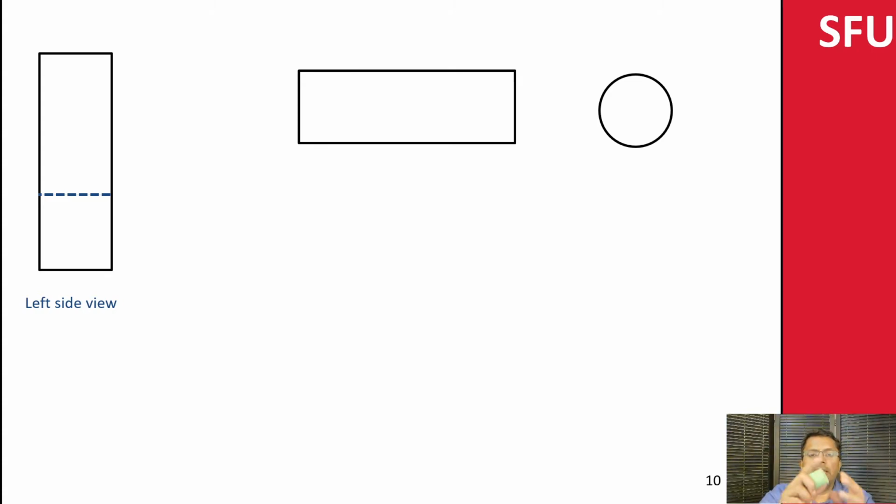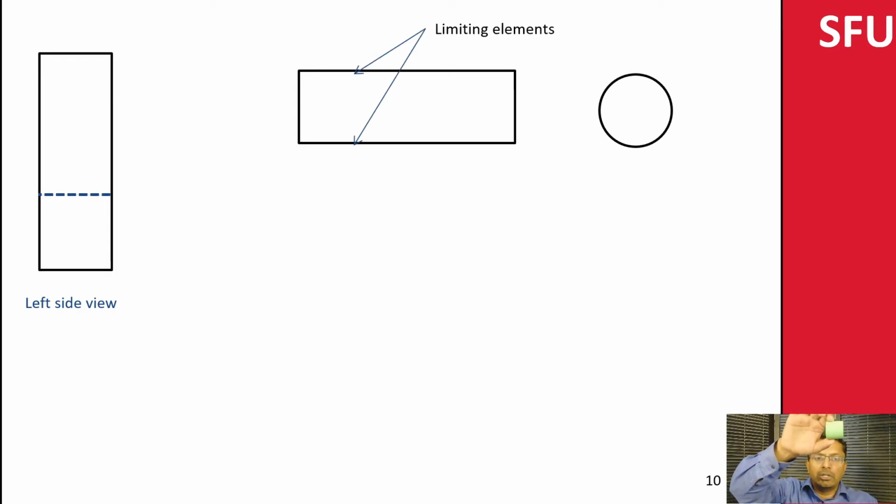Nonetheless, if I didn't draw an edge, or when I took the photograph or projected this, I actually do see some sort of an edge. So in this perspective, this is known as a limiting element. So we'll mark this out. These two lines are known as limiting elements. They correspond to the top and the bottom of the cylinder over here.